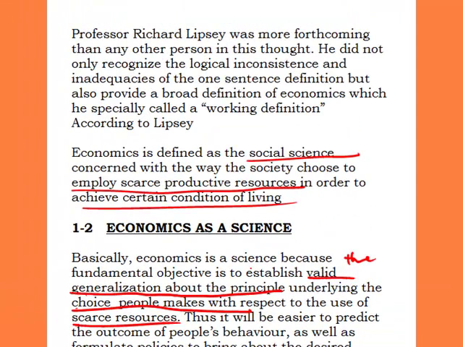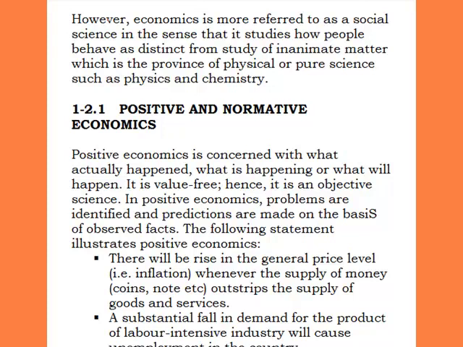That is why we say that economics is a science, but it is not a real or pure science. It is a social science. However, economics is more often referred to as a social science. Why? Because it studies how people behave, as distinct from studying inanimate matter. We said that economics borders on the behavior of human beings, as in the rationale behind the choices they make and the available resources at their disposal. So it cannot be categorized as a pure science like physics and chemistry, because physics and chemistry border on both animate and inanimate objects. But economics borders mostly on animate beings. That is why it is not a pure science. Rather, it is classified as a social science, because it studies behavior, the behavior of human beings.